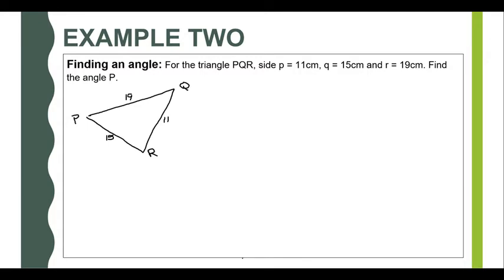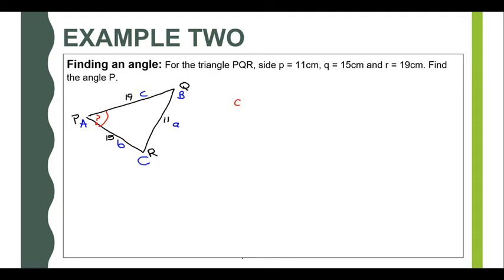So we're being asked to find the angle at P. So again, we can label that as angle A. Always label the thing you're trying to find as A, and the other sides as B and C. We're now trying to find the angle, and we know three sides, so we need to use the cosine rule, but in the form of finding an angle.